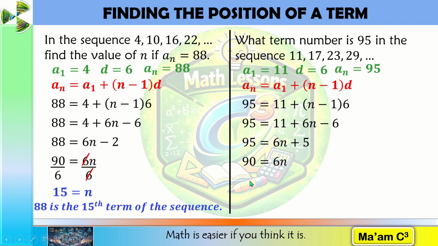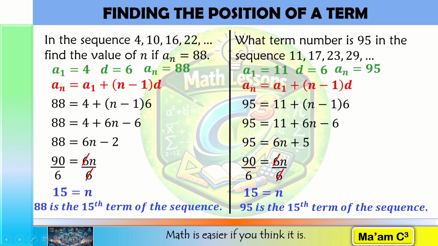So 90 equals 6n. Again, to solve for n, we're going to divide both sides by 6. So this 6 here will cancel out, leaving you n. And 90 divided by 6 is 15. Oh, same answer. So it means 95 is the 15th term of the sequence.